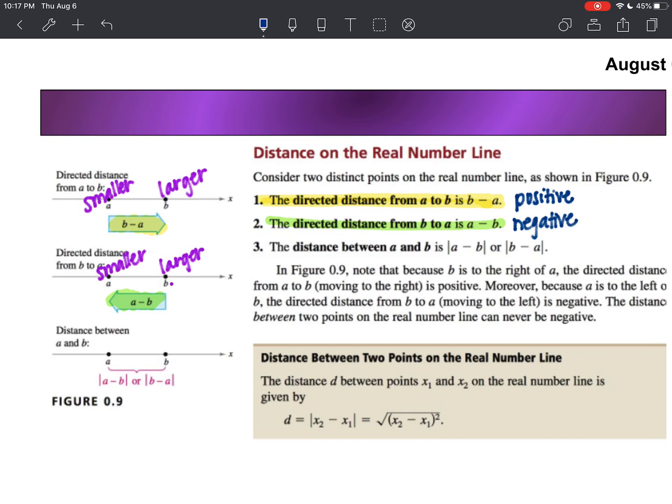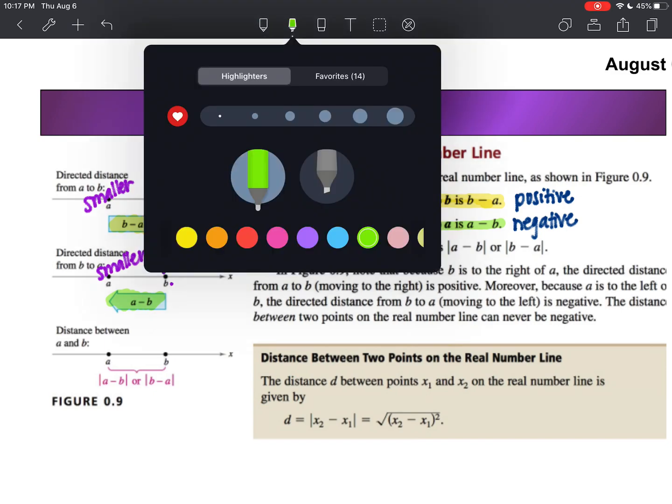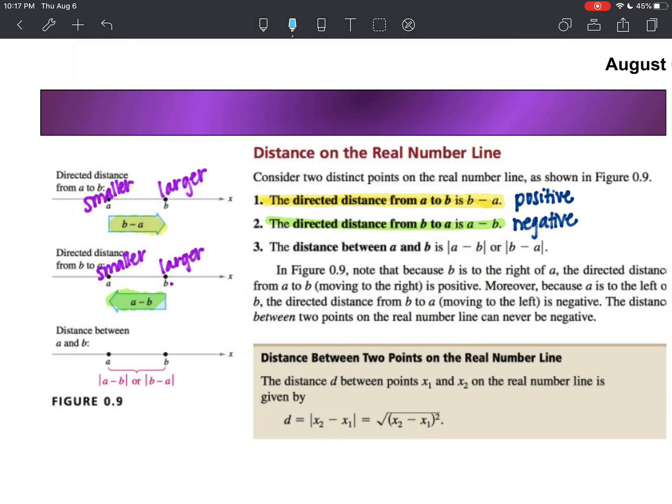The distance between A and B, notice how we're not using the word directed. So just the distance. Distance is always positive. Therefore, we use the absolute values. So always positive. So we'll just take the absolute value of A minus B or the absolute value of B minus A. They will be the same value.